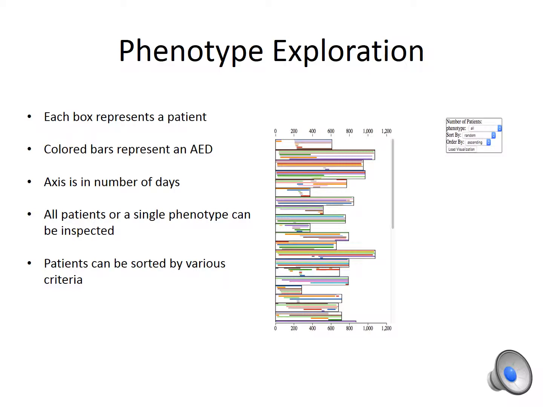The next visualization you see is the phenotype exploration. This shows the AEDs for a given patient. Each black box represents 1 patient, and the colored rectangles inside the box represent the AEDs taken by that patient. The legends from 0 to 1200 represent the number of days. This visualization can be used to look at all phenotypes, or it can be used to delve into a specific phenotype. The values can also be sorted by length of AEDs, number of AEDs taken, most AEDs taken at one time, as well as the density of AEDs taken. These values can also be sorted ascending or descending.